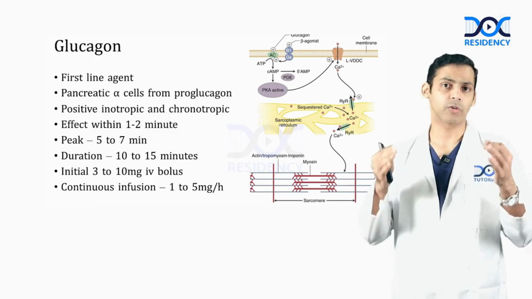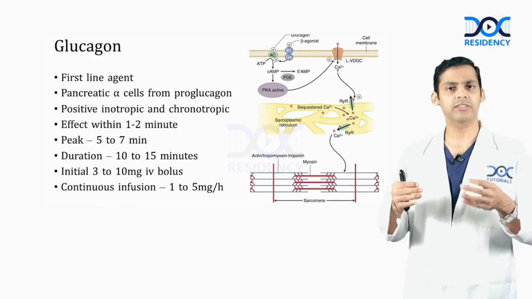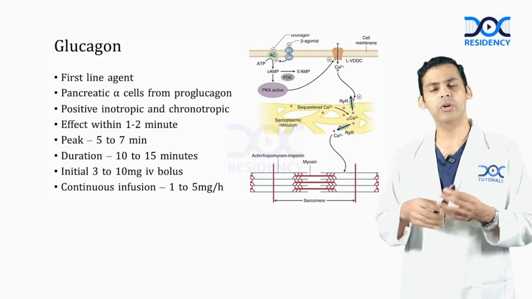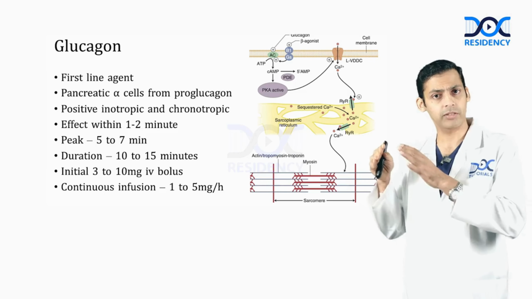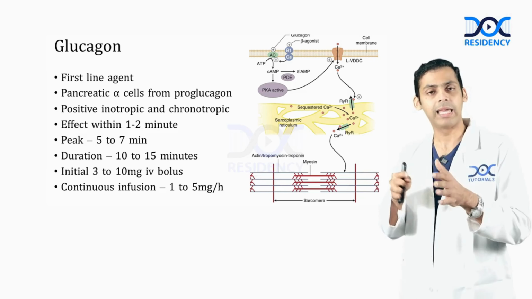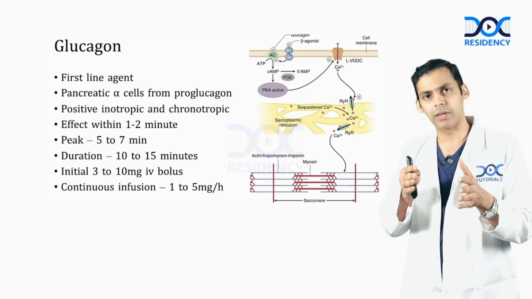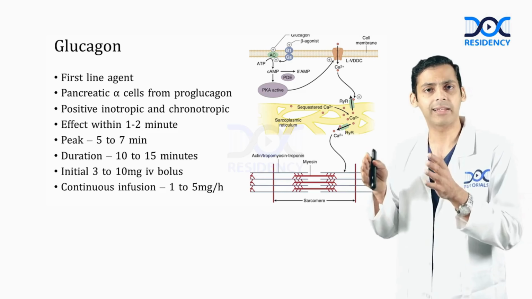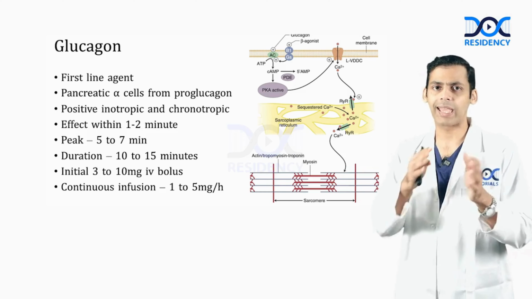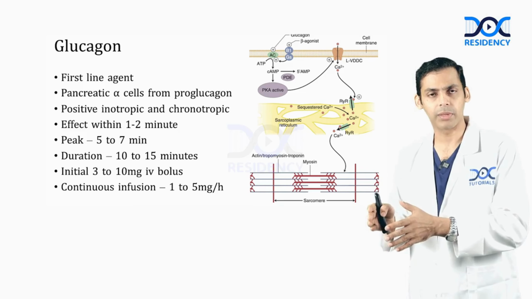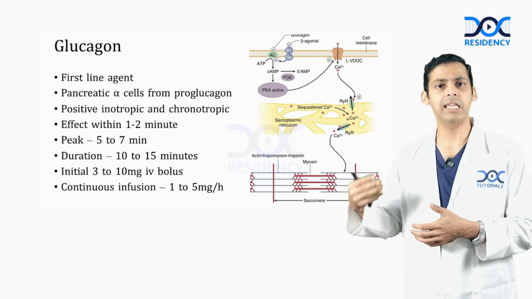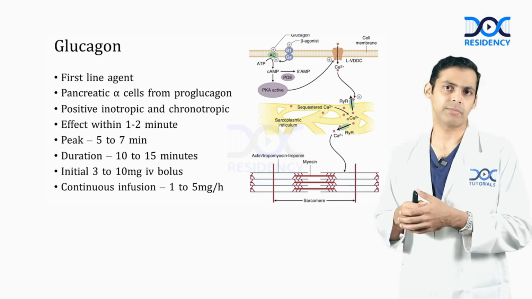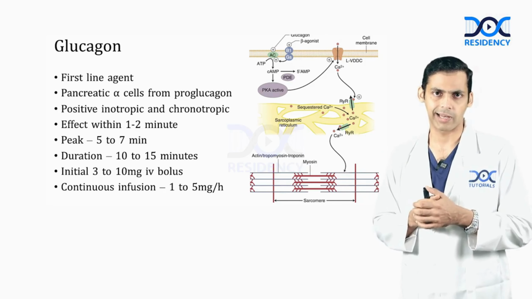Let's see what the role for glucagon is. How does glucagon act? Now, glucagon bypasses the beta receptors. So even though beta receptors are blocked, it bypasses that. It activates through a different pathway to activate the adenylate cyclase enzyme. So ATP will be converted to cyclic-AMP and more cyclic-AMP will be there, which in turn increases the intracellular concentration of calcium and increases the myocardial contractility.